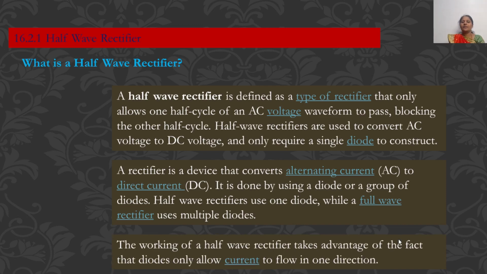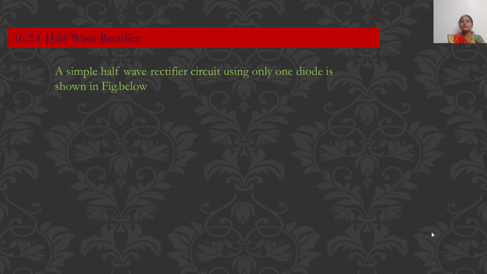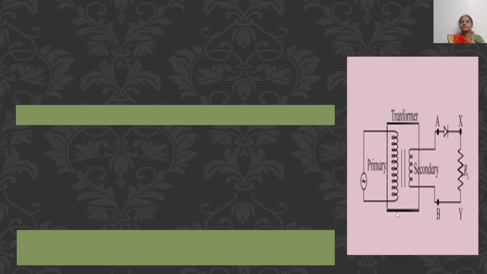The working of the half wave rectifier takes advantage of the fact that the diode only allows the current to flow in one direction. The very important part of the half wave rectifier is that it allows one wave of current. A simple half wave rectifier circuit using only one diode is shown in the figure below. This is the figure, and this single diode is used here, and this AC supply current is converted to DC current. This is the main purpose of a rectifier.